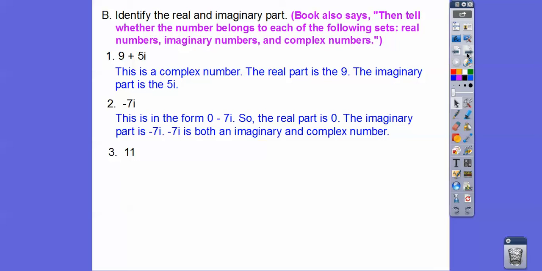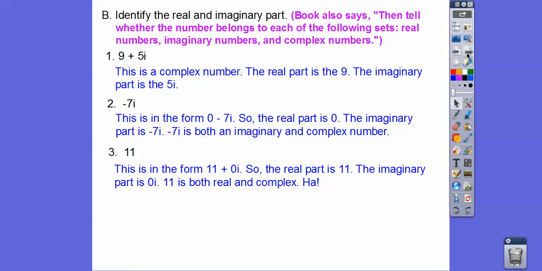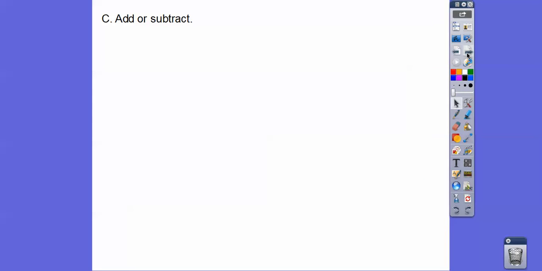So 11, you guys, 11 is in the form of 11 plus 0i. So the real part is 11, the imaginary part is 0i. 11 is real, and it's also complex. All right, so add or subtract, you guys.